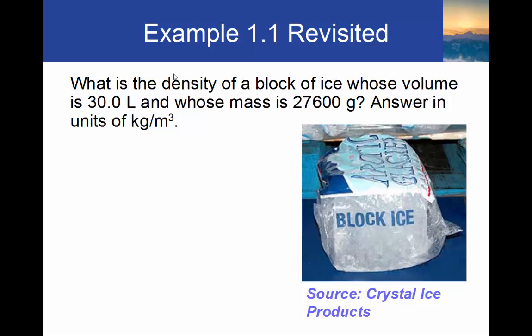All right, so let's revisit a couple of those examples. Example 1.1, basically we ended up answering originally that the density of the block of ice was 27,600 grams per 30.0 liters, or 920 grams per liter. Now this thing is saying answer in units of kilograms per meters cubed.